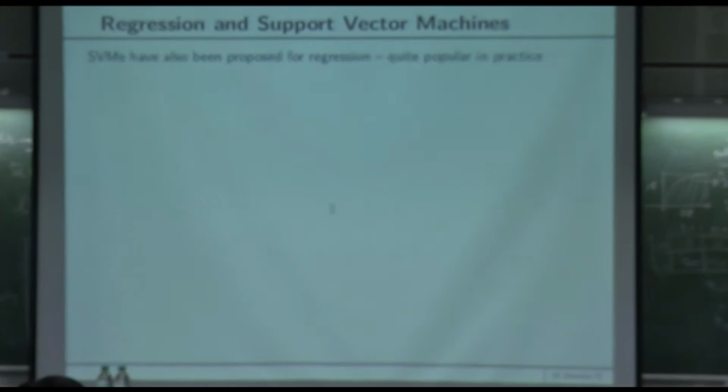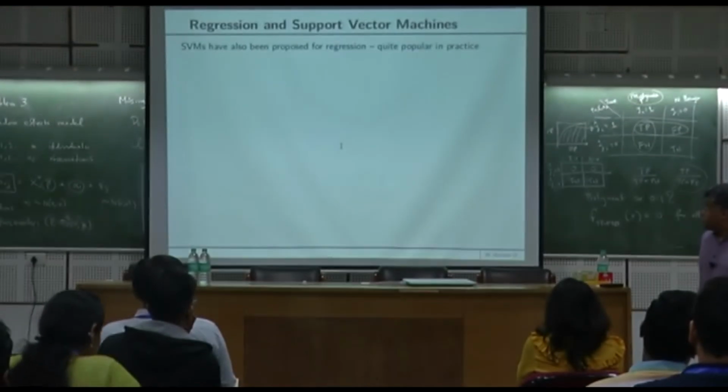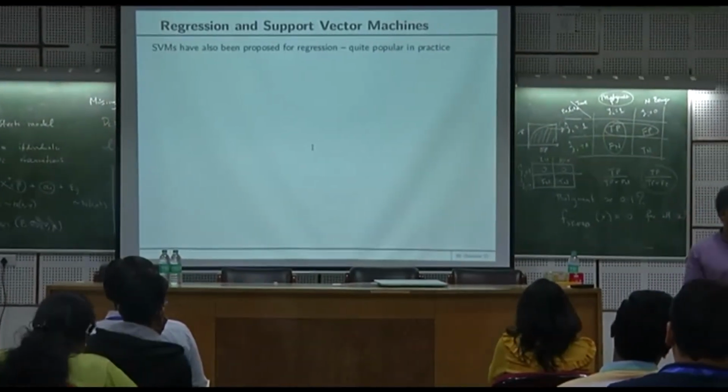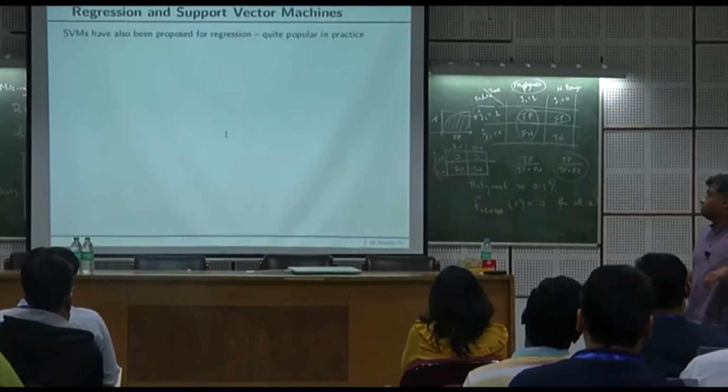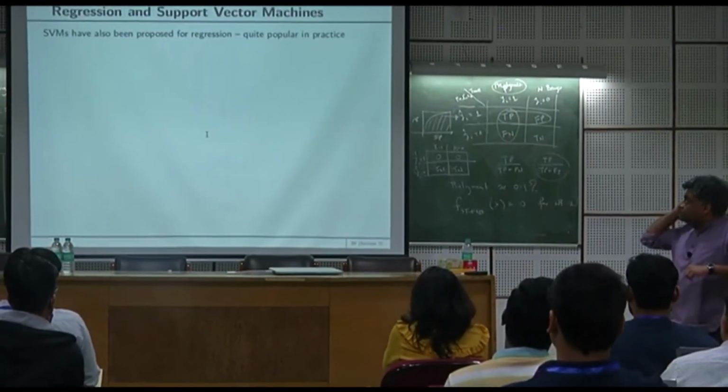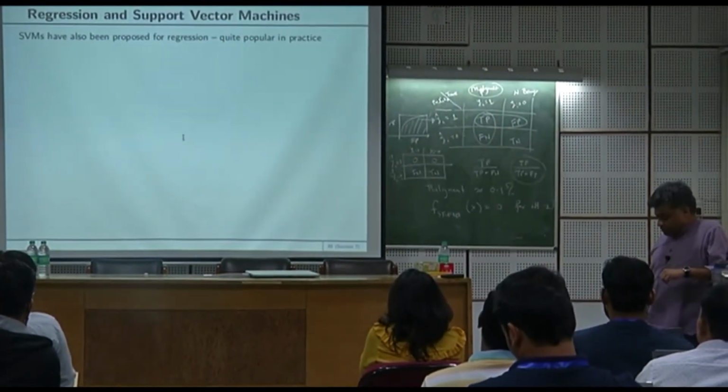So the next thing I want to talk about is that support vector machines can also be used for regression as opposed to just classification. And later on we'll talk about something called relevance vector machines, which are a more modern version of support vector machines. So they've been proposed for regression, which is quite popular in practice.